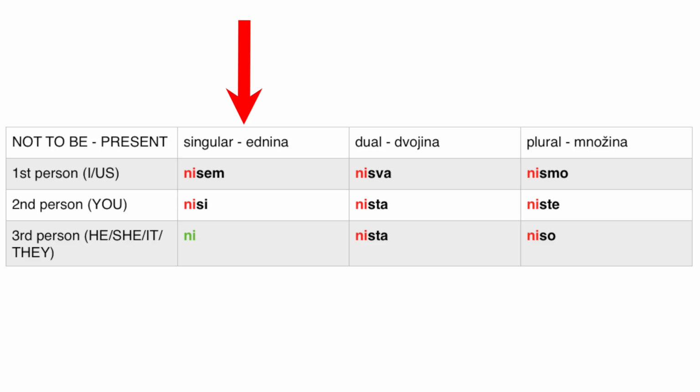So to go through all of the negated forms, first person singular is nisem, second person singular is nisi, and third person singular is ni. First person dual is nisva, the second person dual is nista, and the third person dual is nista. First person plural is nismo, second person plural is niste, and third person plural is niso. Once you know the present form of the verb to be, the negated form is pretty easy.